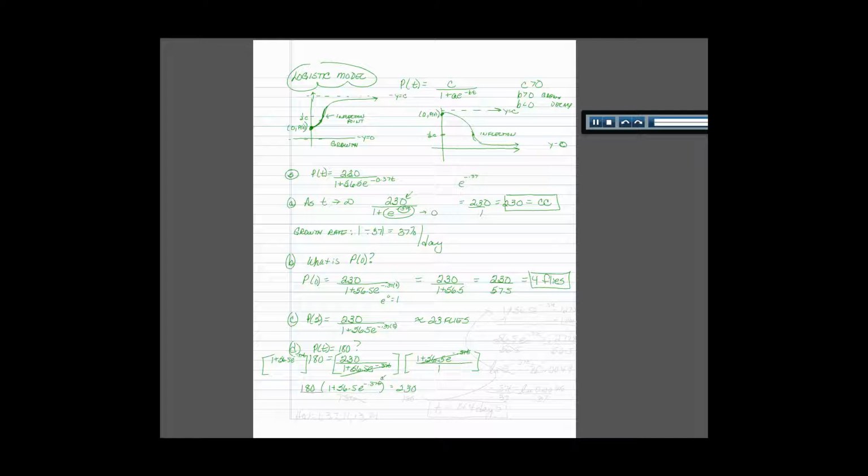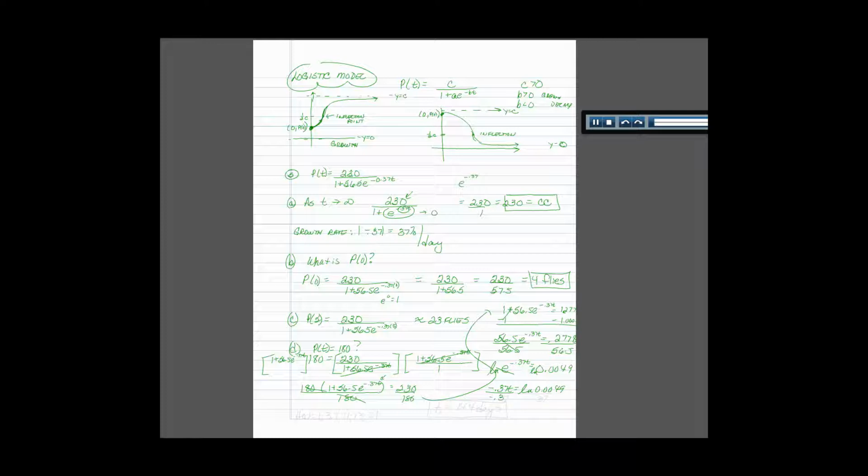Remember, our goal is to get down to the t. So divide both sides by 180. And you have 1 plus 56.5 e to the negative 0.37t equals, when you divide 230 by 180, 1.2778. Subtract 1.0000, and you get 56.5 e to the negative 0.37t equals 0.2778. Trying to get just the e by itself so you can take the ln. Divide by 56.5. And what you have is e to the negative 0.37t equals 0.0049.